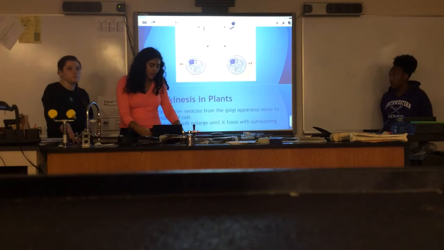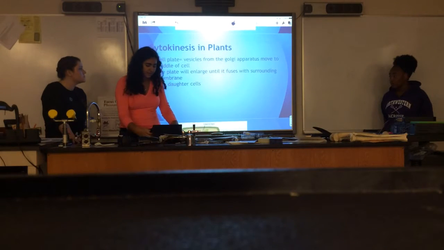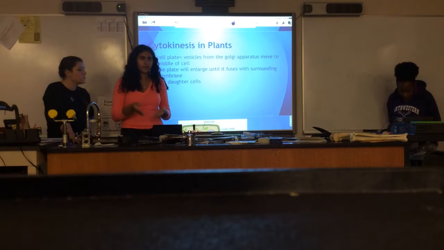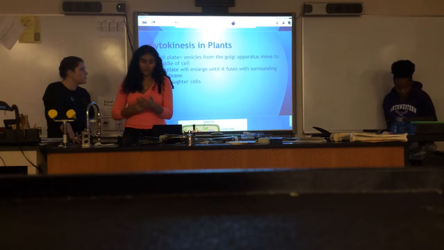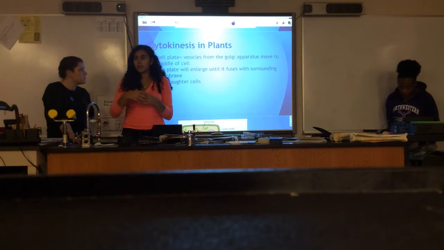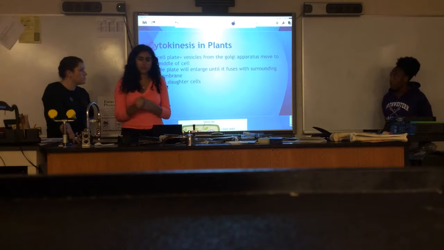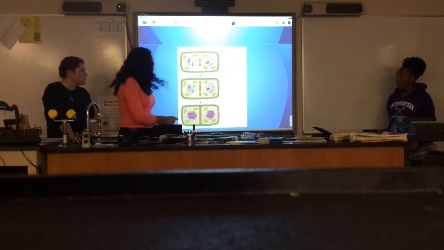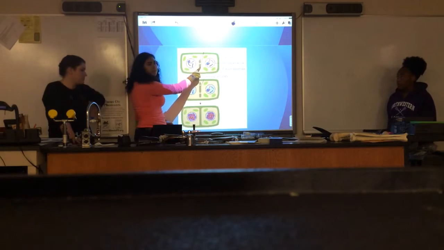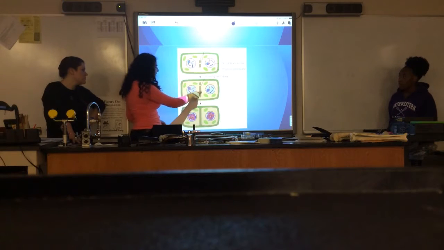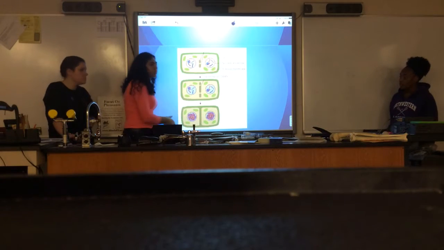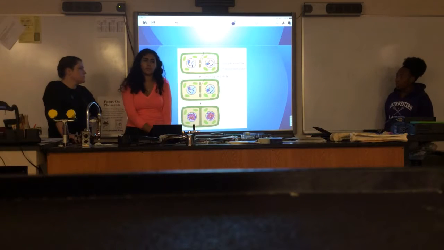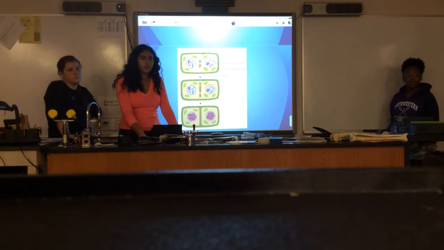And then cytokinesis in plants is a little bit different. There's vesicles that come out of the Golgi apparatus, and they're gonna line up in the middle of the cell. And so these plates are gonna keep growing until they fuse with the membrane of the plant, and this is gonna again form two daughter cells. So here you can see the two vesicles from the Golgi move to the middle of the cell, and then you can see them getting bigger, and as soon as they fuse with the membrane, they are going to create two new cells.